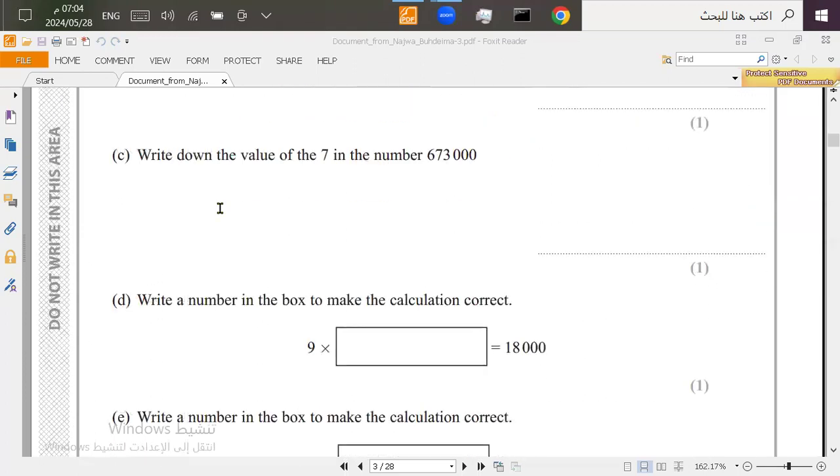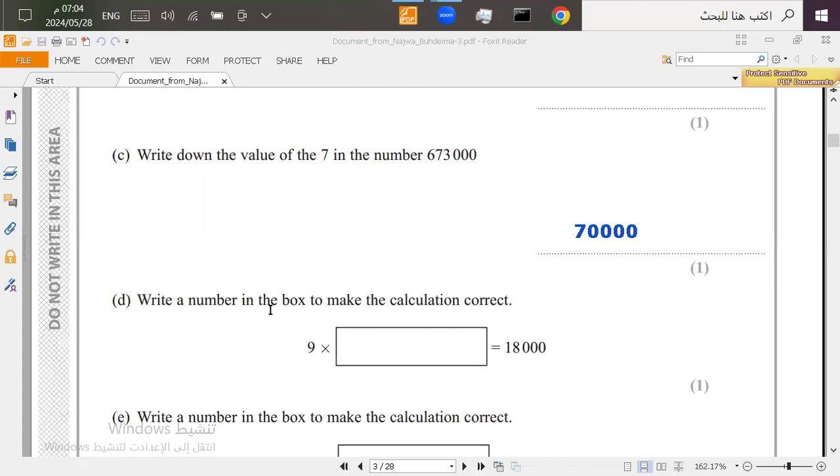Write down the value of 7 in the number 673,000. So the value of 7 is what? Very good. It's the 70,000. Like this, because it's 70,000. So the answer is 70,000.